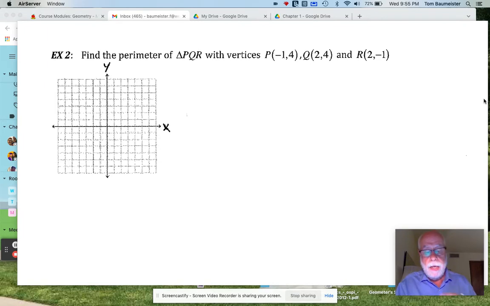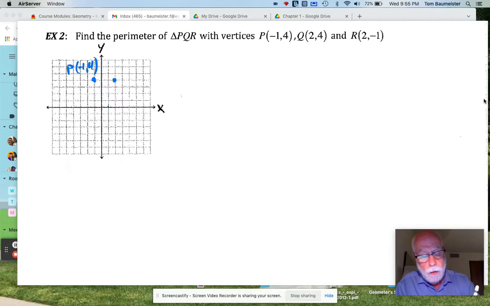So let's go ahead and plot those points. So -1 and up 4. So there's our P. And let's go ahead and write that as -1 and 4. And then we have Q, which is at 2 and 4. So I'm going to go over 2 and then up 1, 2, 3, 4. So there's my Q. And that's at 2 and 4.